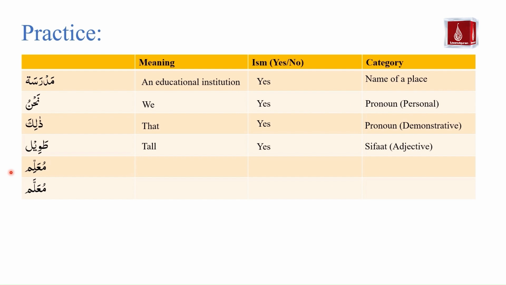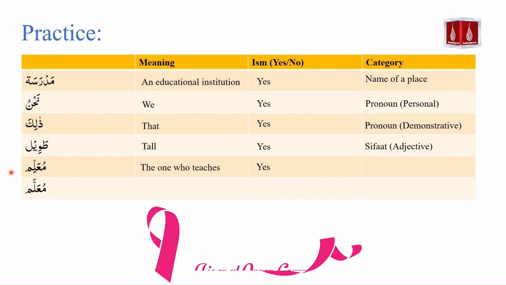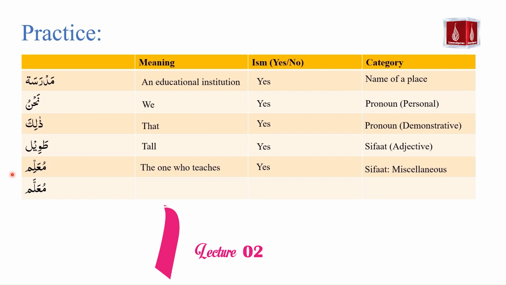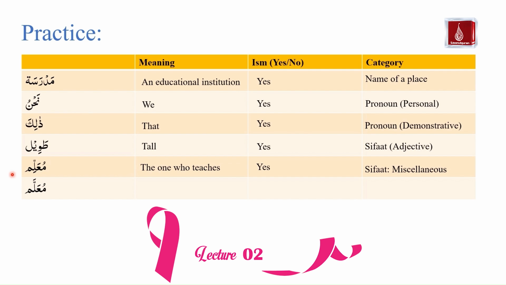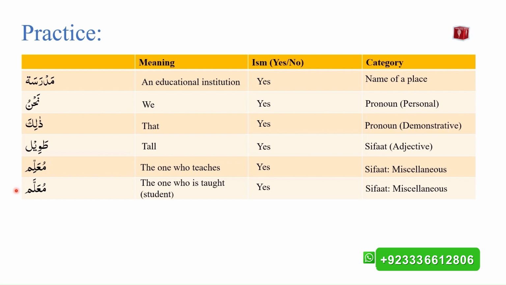The fifth one is muallim. The meaning of muallim is the one who teaches. Is it an ism? Yes, it is. And it is included in the category of sifat, on the same lines as abid and ma'bud, or sajid and masjud. In contrast to muallim, we have muallam. The meaning of muallam is the one who is taught, or the student. Is it an ism? Yes. And which category? The same category as that of muallim, which is sifat.